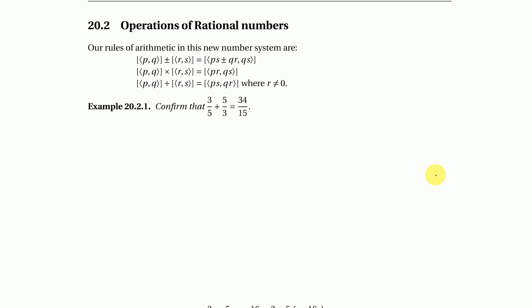Okay, for further calculation, we need to define the formula for the four operations: addition, subtraction, multiplication, and division. If you look at this formula in this way, it is a little bit complicated, right? But we already have that P over Q is the representative of these equivalence classes. So when you look at the left hand side, that's just the same as P over Q plus or minus R over S.